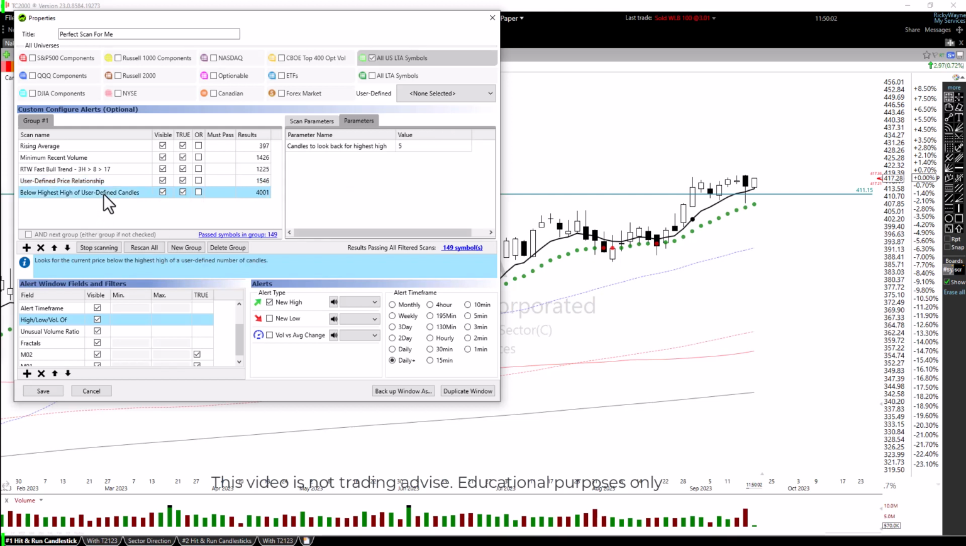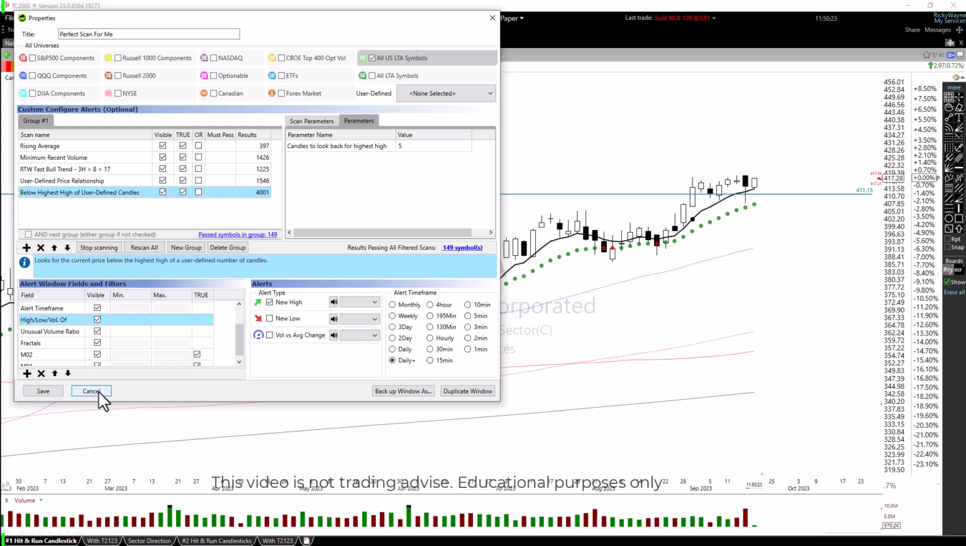This right here simply says I want to look at stocks that are lower than the highest high in the past 5 days. That's it. That right there is what I think is the perfect scan, the absolute perfect scan.